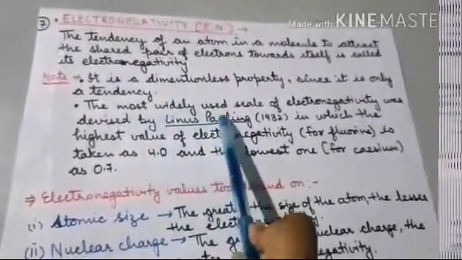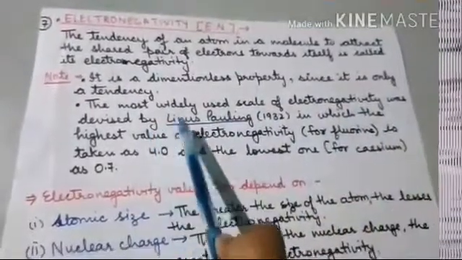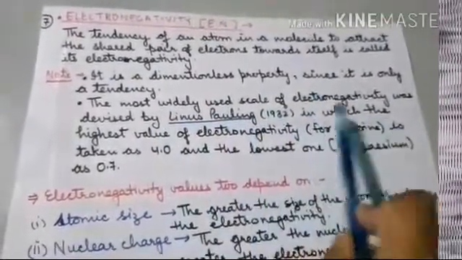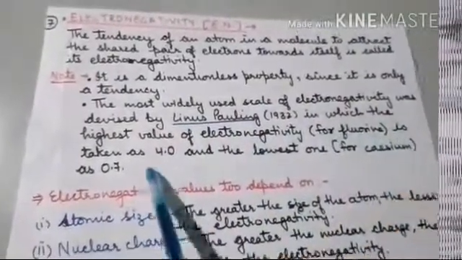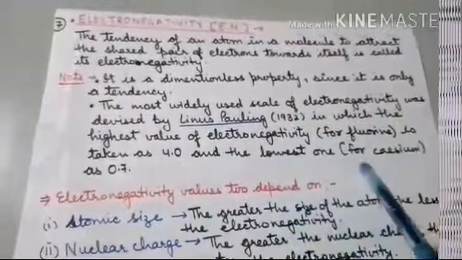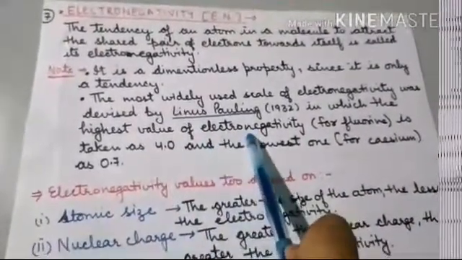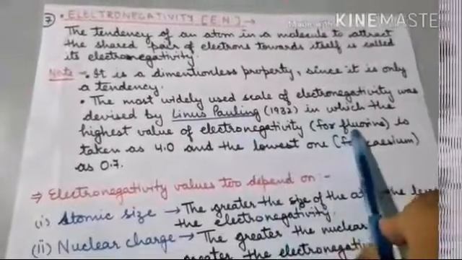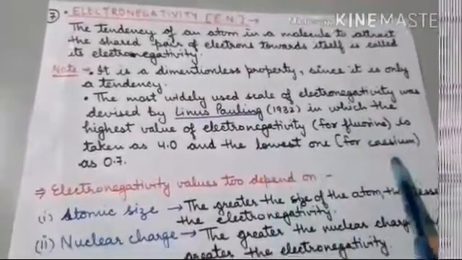The most widely used scale of electronegativity was devised by Linus Pauling, in which the highest value of electronegativity for fluorine is taken as 4 and the lowest one for cesium as 0.7. Means the highest electronegativity value is for fluorine and the least or lowest electronegativity value is for cesium.